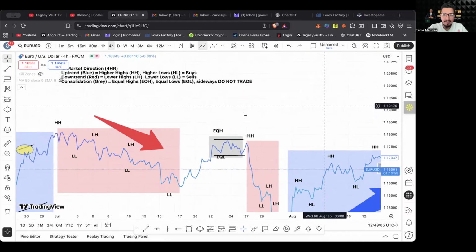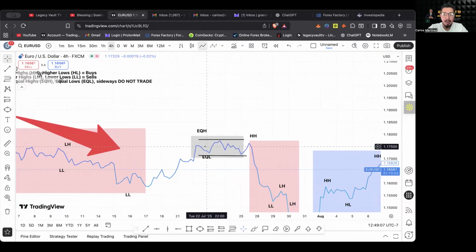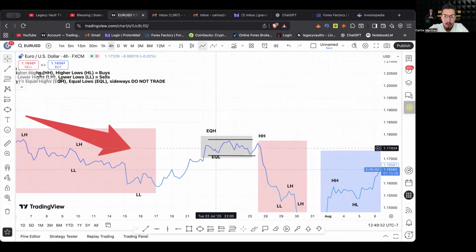So when you're seeing a consolidation phase, you're seeing a liquidity buildup. So the market is building up liquidity. There are buyers and sellers within the same range, and they're indecisive about the direction of the market, about price. So you've seen that during this consolidation phase.